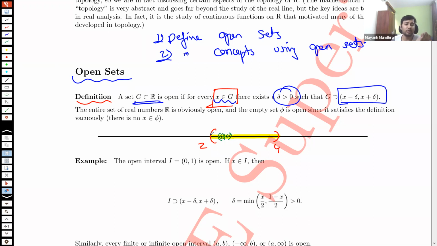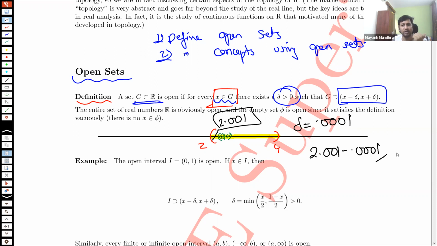Now you can go as close to 2 as possible. Okay, so you may think of a number, let's say 2.001. But I can construct an interval around this also. You can take delta equals 0.0001. So then the interval becomes 2.001 minus 0.0001, comma, 2.0011. Okay, I don't know what this is going to be, whatever it's going to be. So even for a number very close to 2, you can construct an interval which lies completely inside this shaded region.